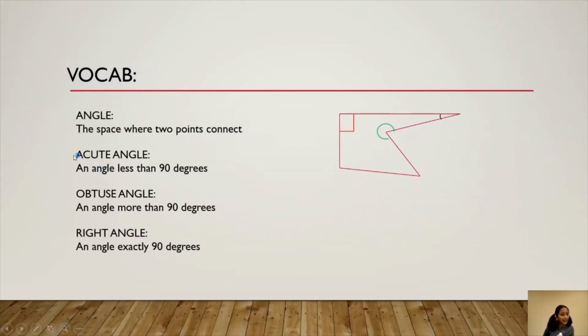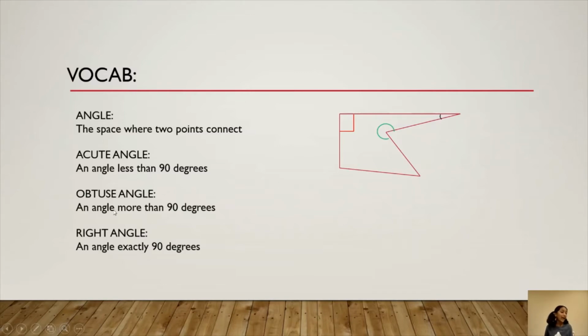And here we have an acute angle. An acute angle is an angle that is less than 90 degrees. This is one of the acute angles in this figure, and as you can see, it is definitely less than 90 degrees. And an acute angle is marked with an arc.